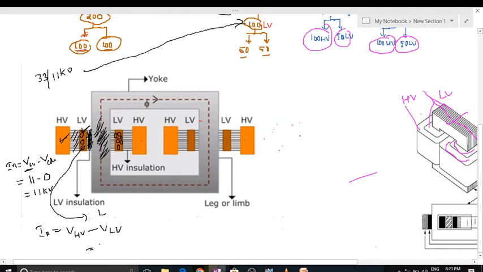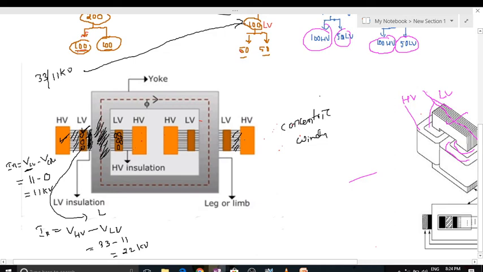So HV is 33 kV, LV is 11 kV. The difference is 22, so 22 kV insulation we should place between HV and LV. After the insulation, we should surround the HV winding. This is the procedure of placing windings one on another. We are concentrating the total winding at a particular place, so this winding procedure is called the concentric winding procedure.